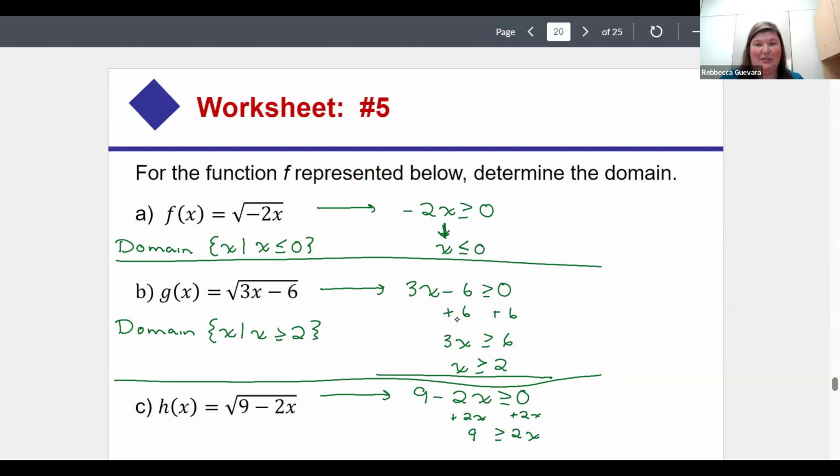Got something popping up on my screen here. Oops, just a second. Sorry about that, something kept popping up.